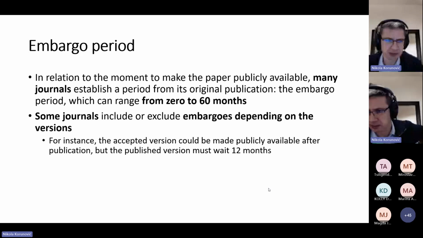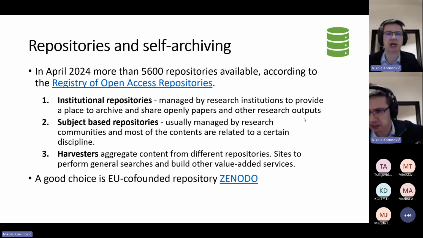Talking about the embargo period, it can be from 0 to 16 months, but usually it's 12 or 24 months. So after this embargo period, this paper may become publicly available. This is all defined in the policy of the publisher of the journal, and we will see later how we can discover this policy for every journal. We say that green open access is a possible option. And if you publish something yourself, you can do it in some repositories. At the moment you see 5,600 repositories and more available.